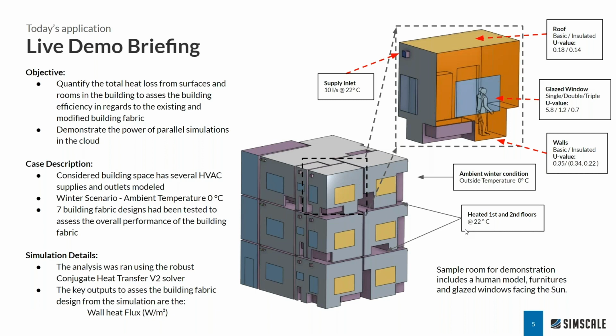And how are we going to do that? We are going to do that using this really newly released feature in SimScale, which was quite highly demanded from our customer base because we know that there is a high benefit that comes from it, which is essentially the wall heat flux output using the robust conjugate heat transfer solver. So that's basically the description of this case that we are going to analyze.